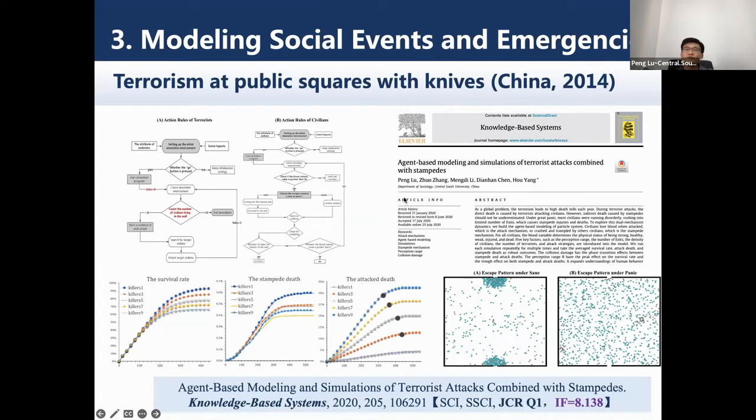We also use another case. Sorry, it's not China, it's the USA. We can also model the process of terrorist attacks. So in this paper, we distinguish the attack deaths from the stampede deaths. So we can classify the deaths into two groups, attack deaths and stampede deaths, and have two numbers for the two sources of deaths.